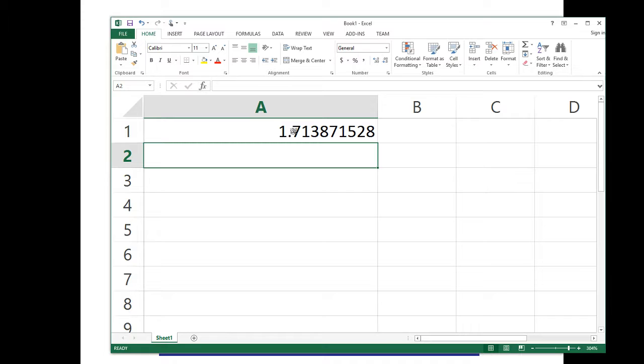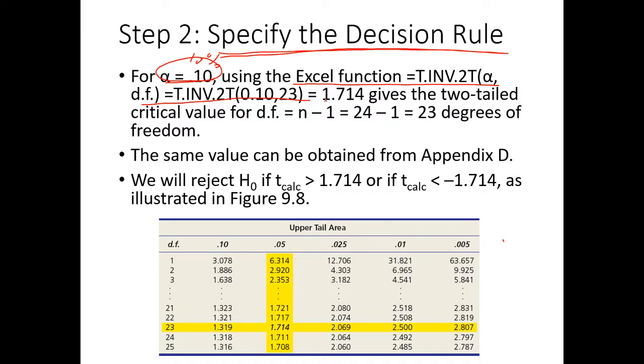Okay, so then we have the number 1.7138, so roughly 1.714. So here, 1.714. So in this case, we use the two-tailed test inverse. Degrees of freedom is n minus 1, and we have 24 data points, so 24 minus 1 is 23.